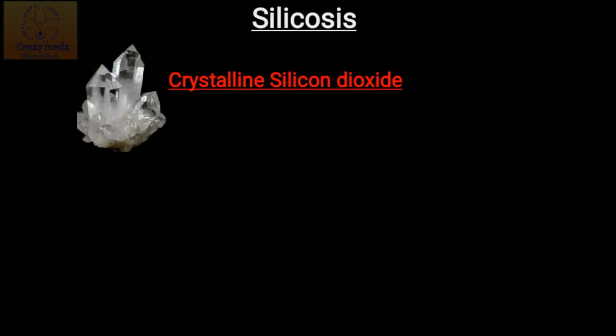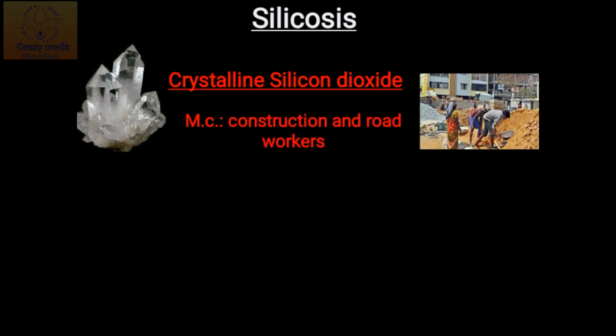Next, let's discuss silicosis. It is caused due to inhalation of silica, that is, crystalline silicon dioxide. It is most commonly seen in construction and road workers, and it usually presents after decades of exposure as slowly progressing nodular fibrosing pneumoconiosis. But occasionally, heavy exposure over months to a few years can result in acute silicosis, which is characterized by accumulation of lipoproteinaceous material within the alveoli. Silica occurs in crystalline and amorphous forms, but crystalline forms such as quartz, cristobalite and tridymite are more fibrogenic.